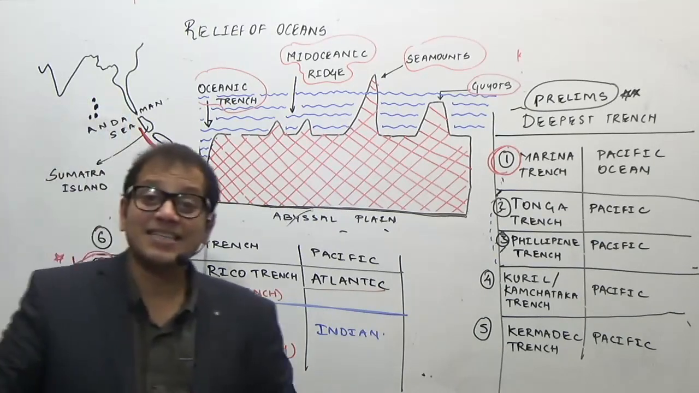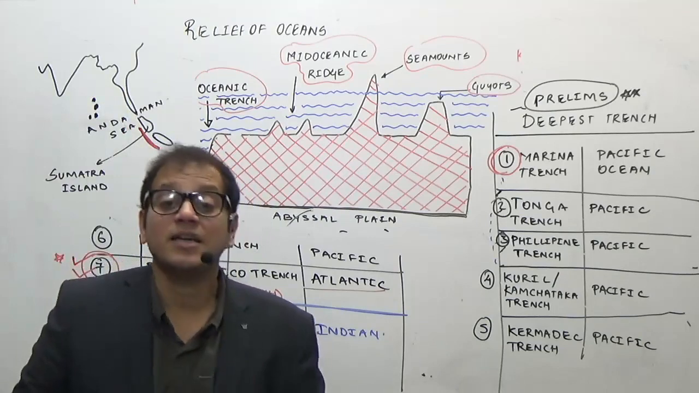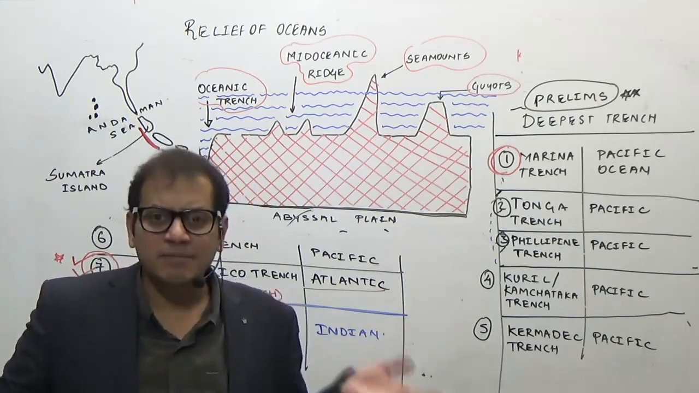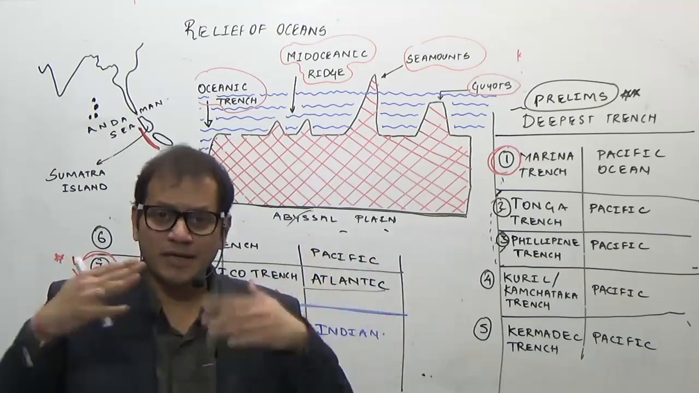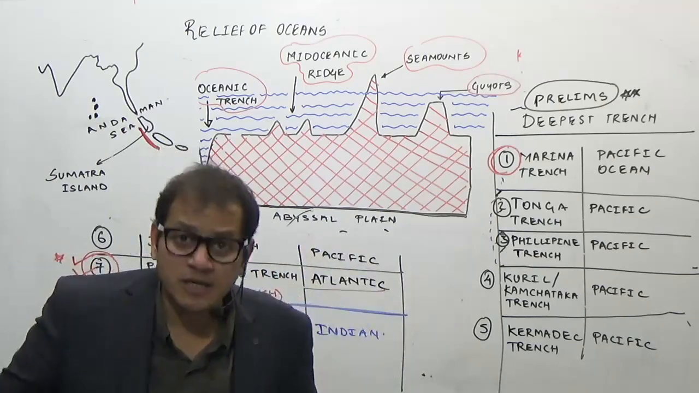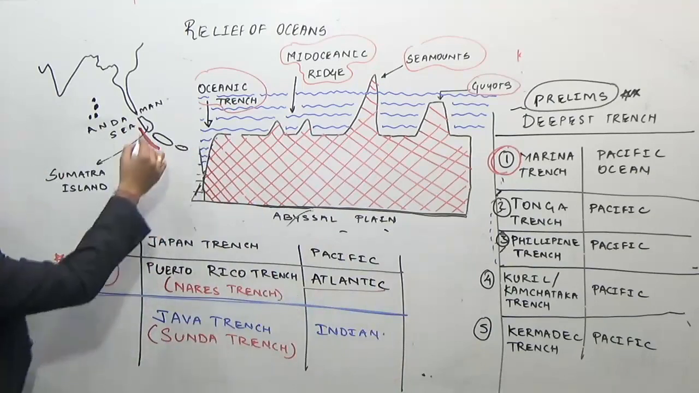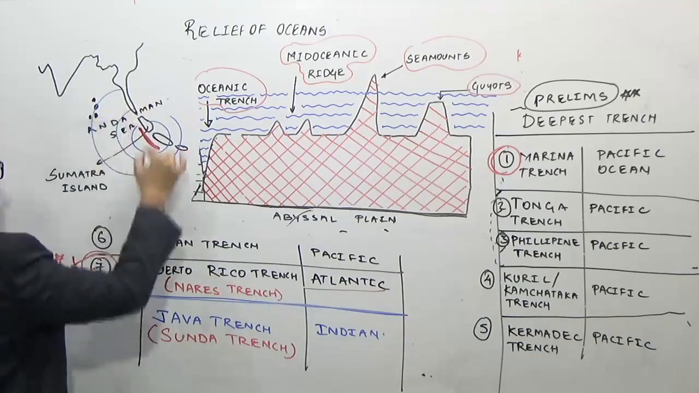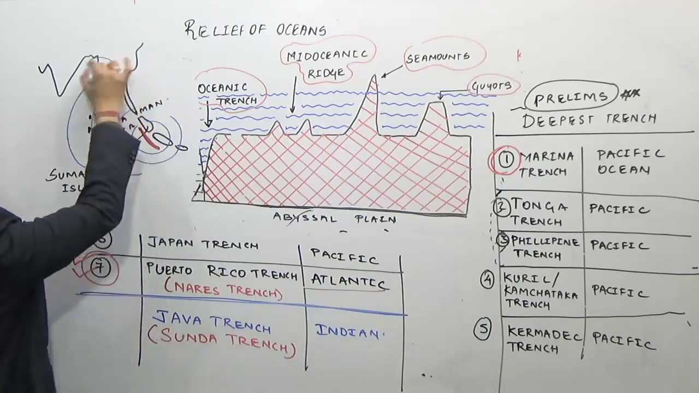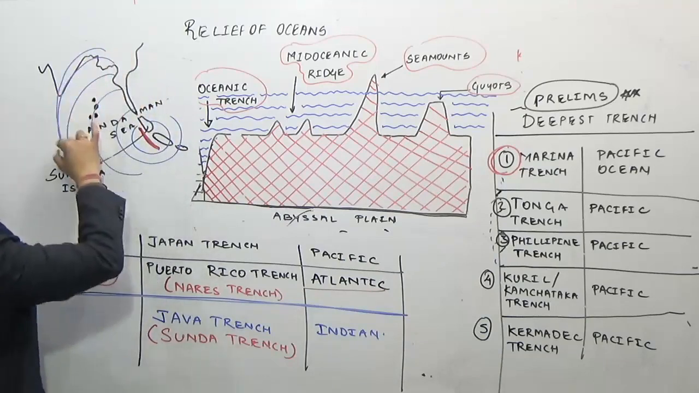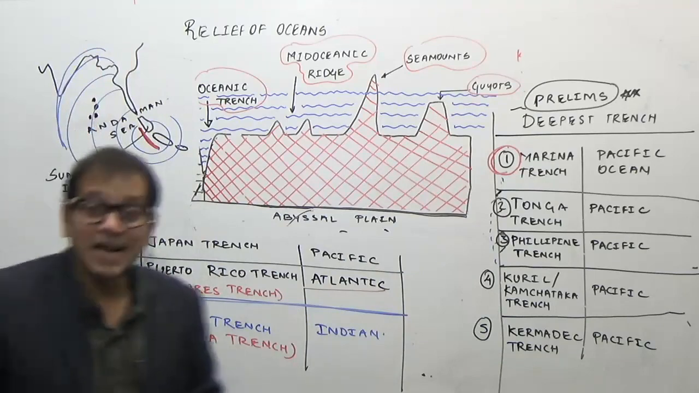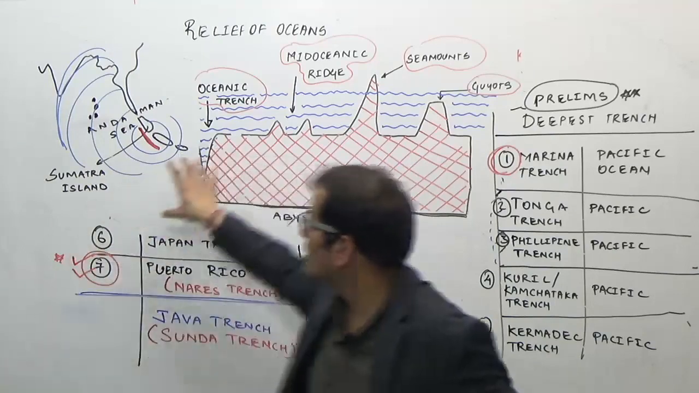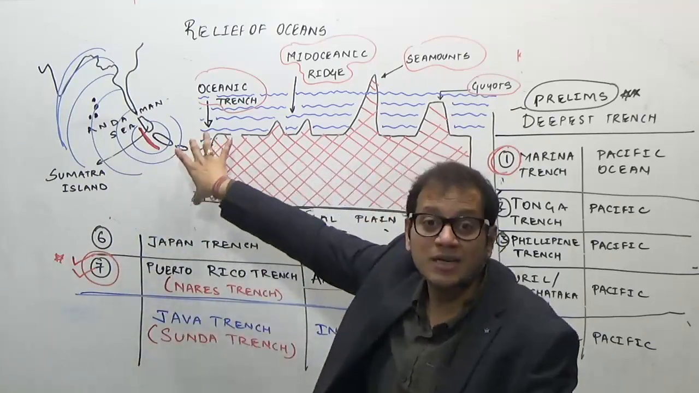And therefore, whenever an earthquake happens here, a tsunami occurs, because obviously when the plates collide at a plate margin, there will be shaking of the earth, there will be an earthquake, and whenever there is an earthquake, the tsunami comes and hits the eastern coast of India. Therefore, the eastern coast of India is more vulnerable to tsunamis than the western coast. Why? Because it is located very near to the Sunda Trench.